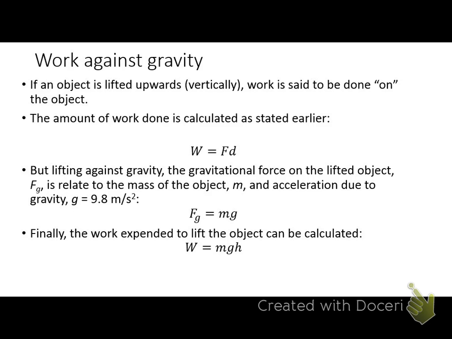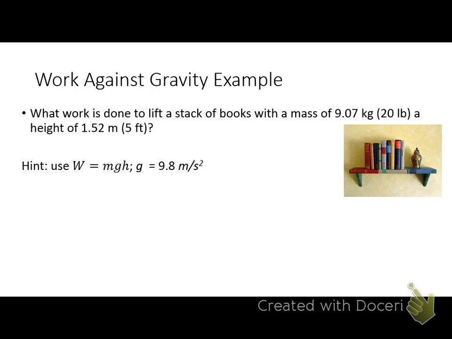So let's do one of those problems. Where h is the height of the object raised. All right, so a picture of books on a bookshelf. Those books have a mass of 9.07 kilograms, and they were relocated about 5 feet, in terms of meters, 1.52 meters. So we're going to figure out what sort of work needed to be exerted to put those books on the bookshelf, assuming you're lifting them up from the floor.